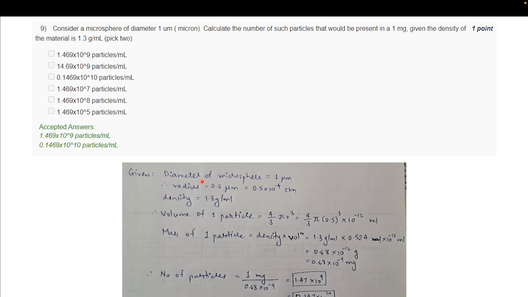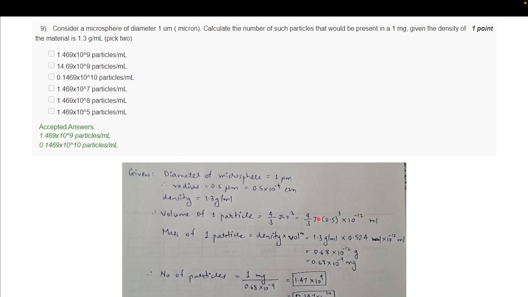So first what we do is we calculate the volume of one particle. Since it's a sphere, we know sphere volume is 4/3 πr³. So you just put the value of your radius that you have got, and then you will get the volume. Since it's centimeter, 1 centimeter cube is 1 ml, so you get the value for the volume in ml. So this is the volume of your one particle.